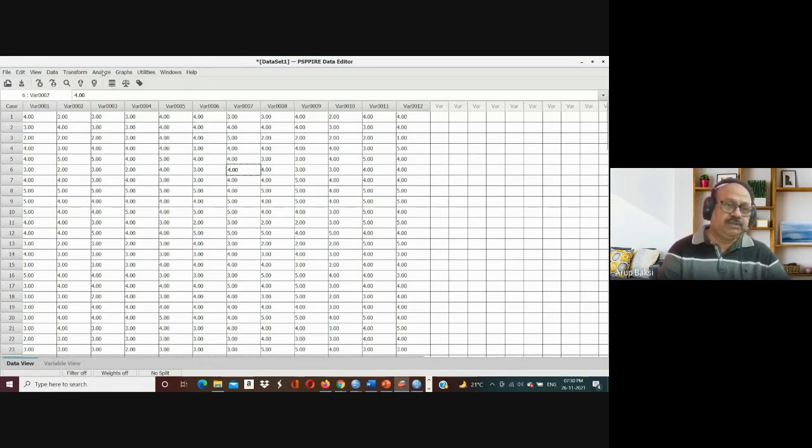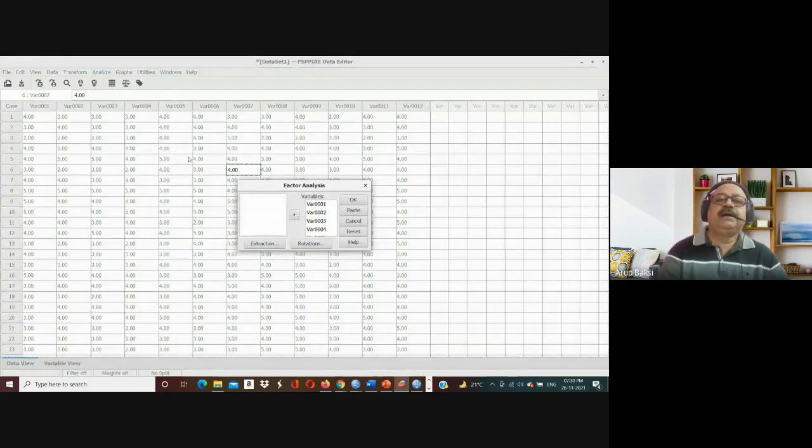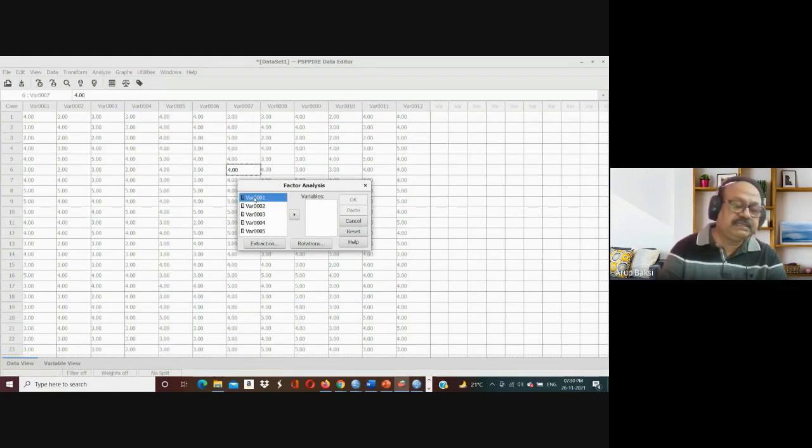Over here also, if you click analyze, you will get factor analysis. If you scroll down, factor analysis. I have transferred all the variables. Initially, all the variables will be on the left hand side. So you select all these variables and transfer them into the variable box. Now you see there are two tabs over here. One is called extraction, the second one is rotation.